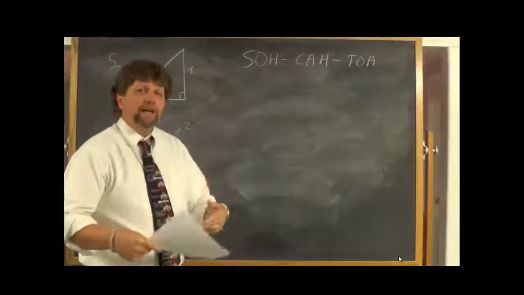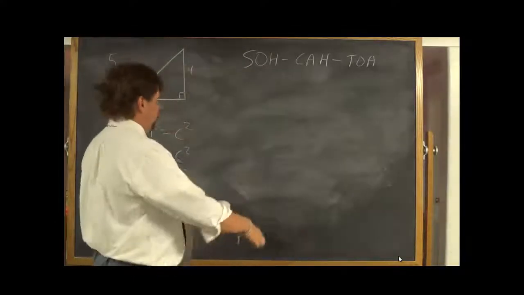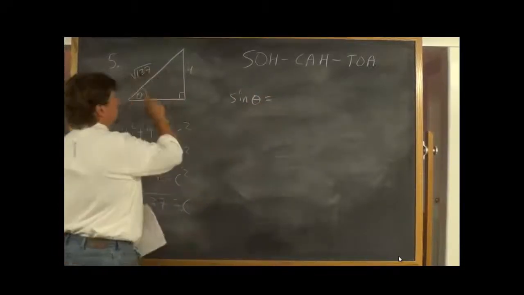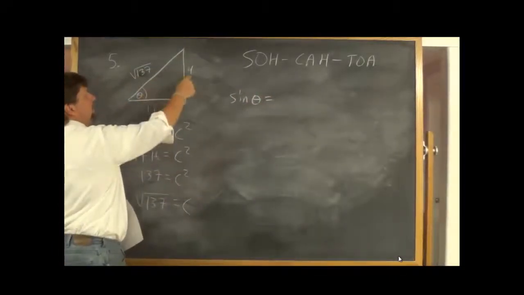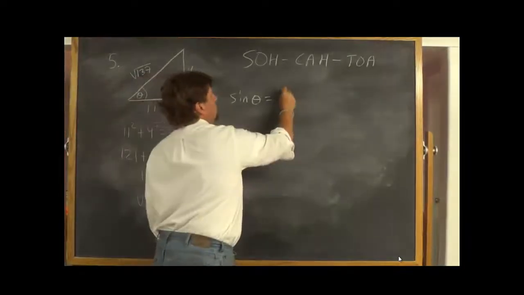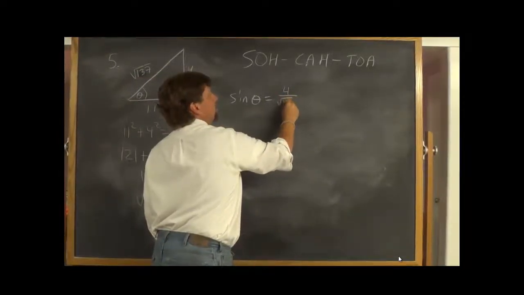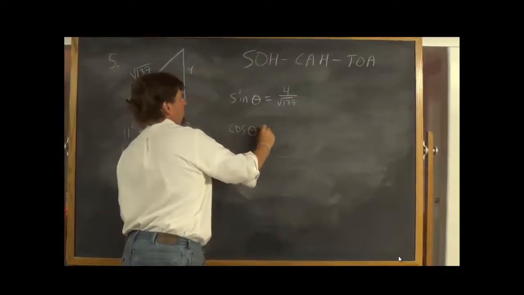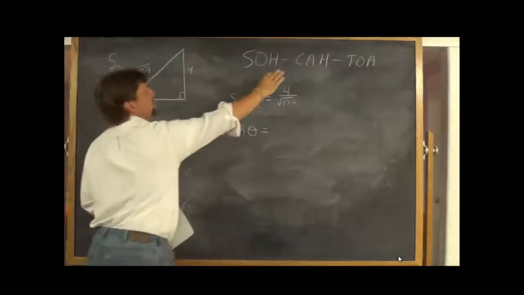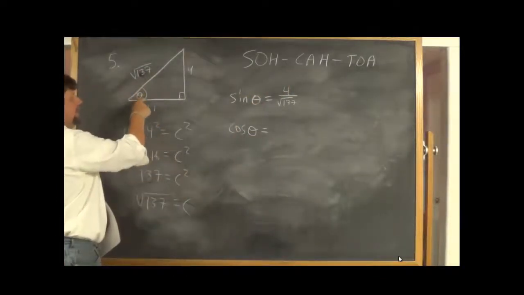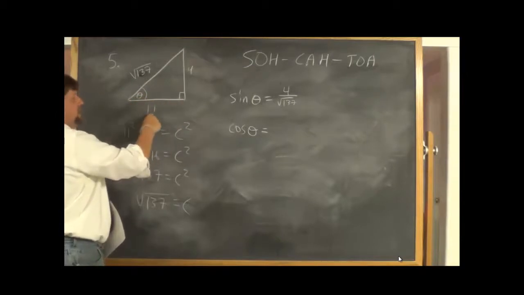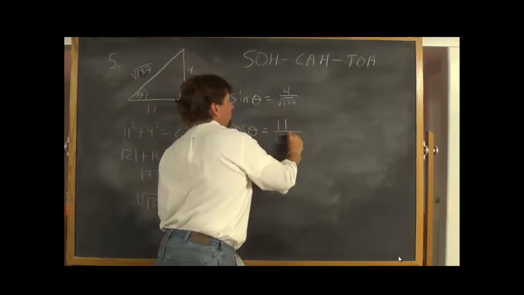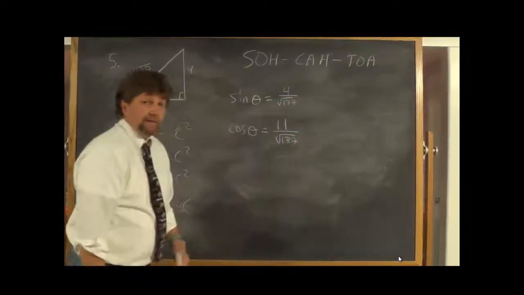And now it's just a matter of writing down the 6 trig functions. So here we go, the sine of theta. Sine is going to be opposite over hypotenuse, so it's 4 over the square root of 137. Cosine. Well, cosine is adjacent over hypotenuse. So the cosine of theta is adjacent, which is 11, over hypotenuse. So it's 11 over the square root of 137.